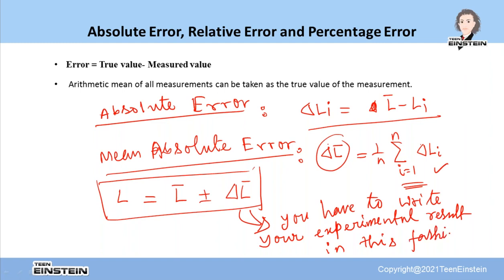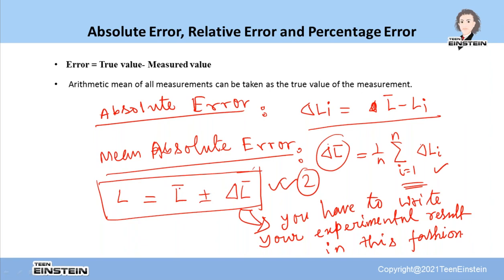Then there will be some marks for writing the results. Result and discussion. So if you write in this way, then you will get those marks. Generally 2 marks are allotted for writing the result itself. When we correct the copies in the laboratory, we see whether the result has been written in this fashion or not. Any experimental result has to be written in this fashion.